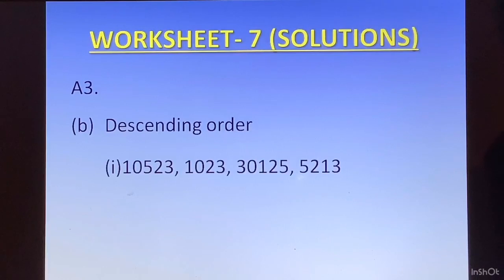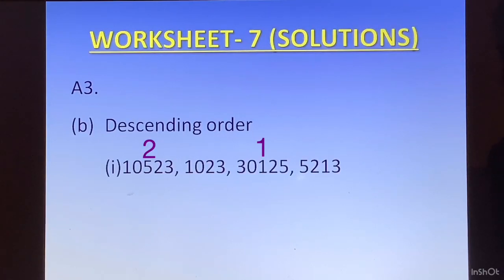Descending order. Here we have numbers with different number of digits. Descending order, we'll write the biggest number first. We have 2 5-digit numbers and 2 4-digit numbers. We will start with the 5-digit numbers first, and one 5-digit number is starting with 1 and the other is starting with 3. So the number starting with 3 is going to be the greatest number. Then the number starting with 1.